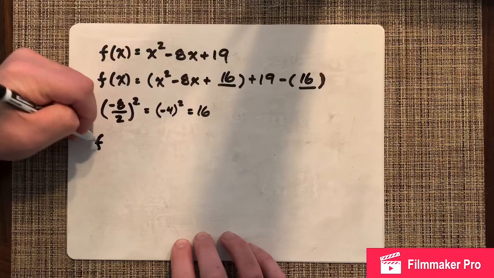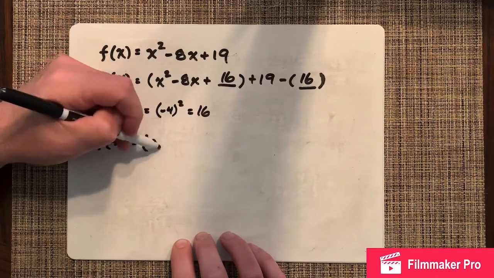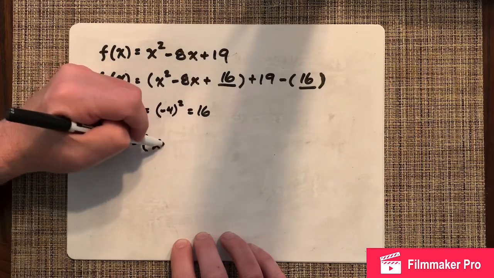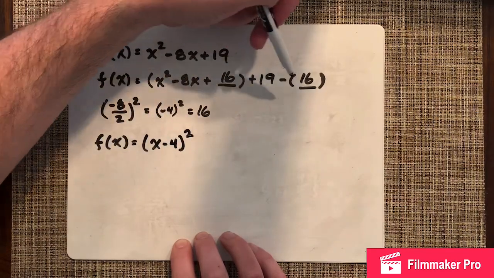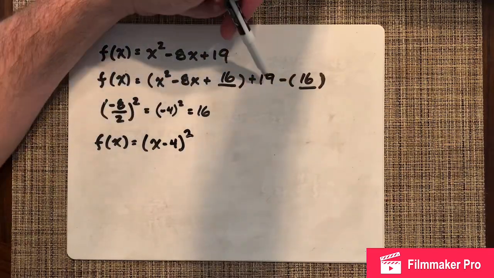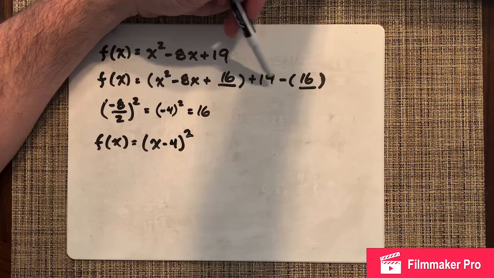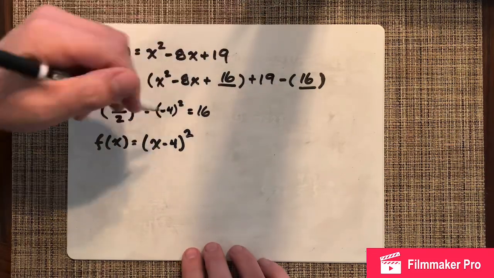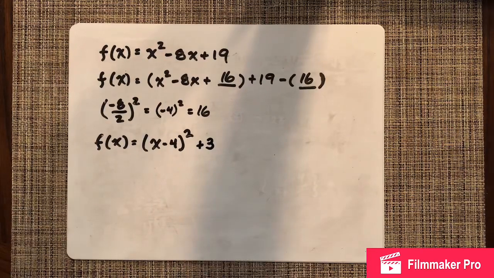So f of x now is equal to x minus 4, squared, plus 19 minus 16. Since these are pretty easy, there's no fractions here, I can go ahead and combine them right now. 19 take away 16 is just positive 3, right? So I'm going to put a plus 3 at the end. And then there you go, I'm done.